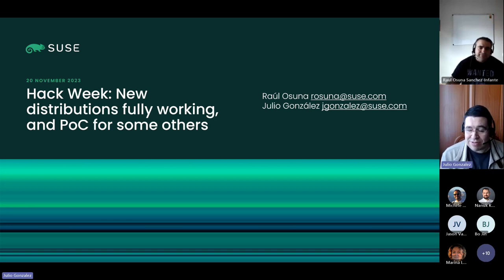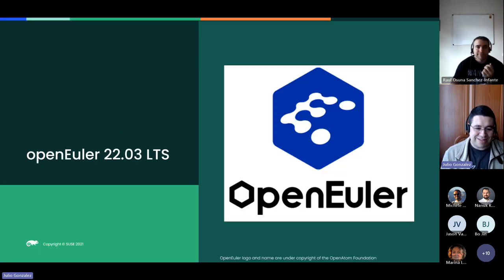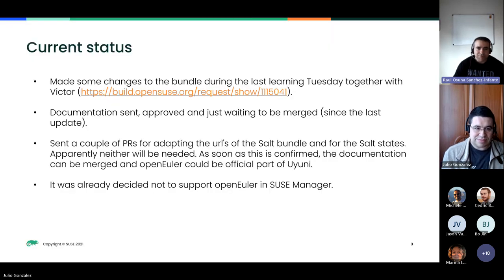And for the second year, Raúl and myself were working together on this. And well, we had quite some success. So Raúl, I think you can start presenting OpenOILA. Yeah, so the first one I'm going to talk about is OpenOILA. It's an enterprise Linux clone. I already talked about this in previous hack weeks because this project started much earlier.